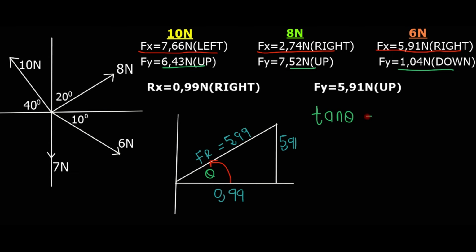tan theta equals opposite over adjacent, and then opposite is 5.91, and then adjacent is 0.99. So from there, because we want theta, we will shift tan, and then press this number, so your angle will give us 80.49 degrees. And then I will say north of east.